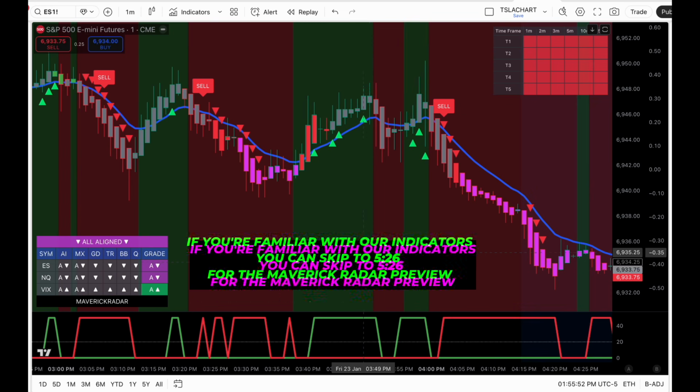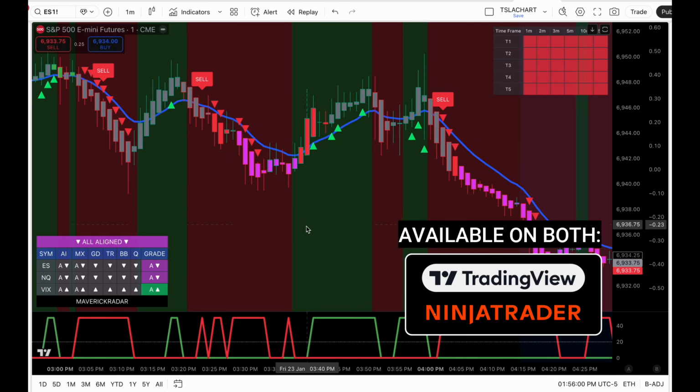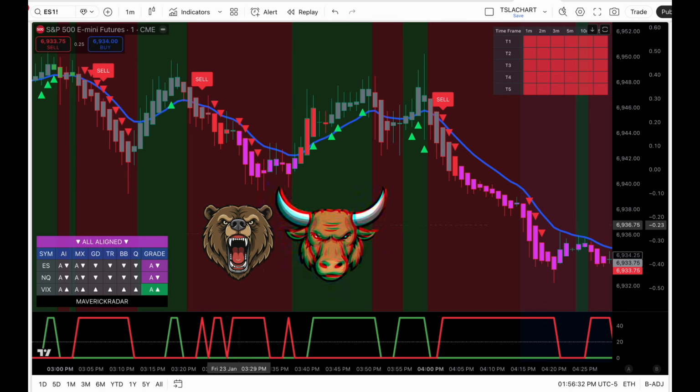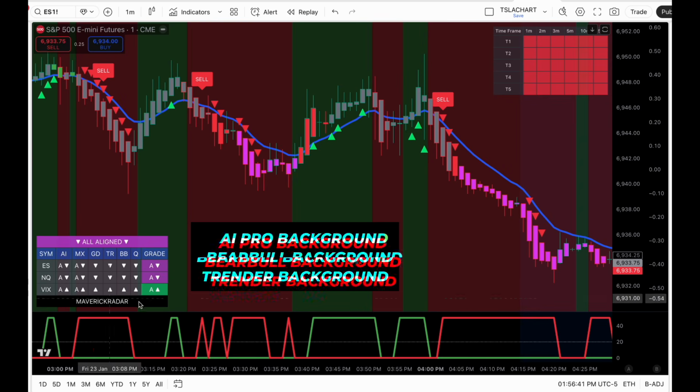So essentially what you're seeing on your screen, and our indicators are available on NinjaTrader and TradingView, is the Maverick AI Pro, which colors your candles to the data that we're seeing. Reversal can be gray. Hot pink is your hottest downside candle. Red is your second strongest hot downside candle. So that's where you're seeing a lot of downside action later on Friday. The background is the Maverick Bear Bull background. We have 3 choices of backgrounds, so we can get into that in another video because I really want to show you guys this Maverick radar.